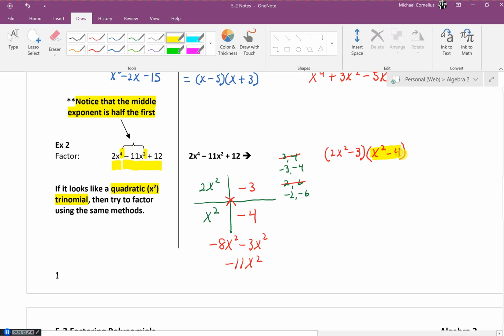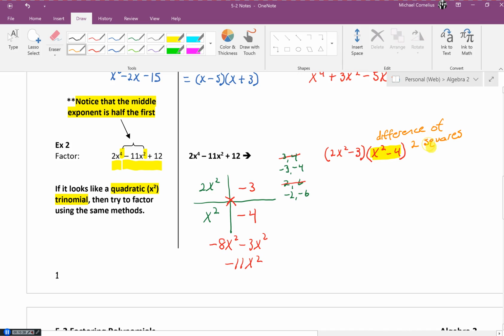What do you notice about that 4 there? It's a perfect square, isn't it? And by the way, x squared is a perfect square. This thing here is called a difference of two squares. Difference means minus. I see the minus in between. Two squares means I have two perfect square terms on either side of that minus.